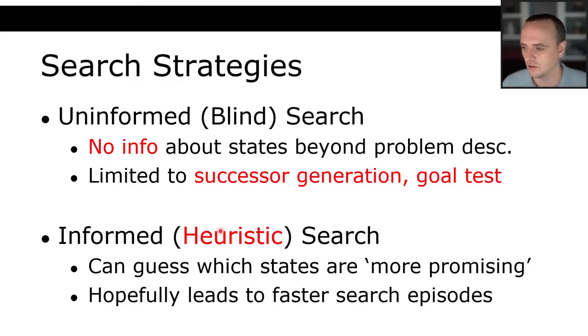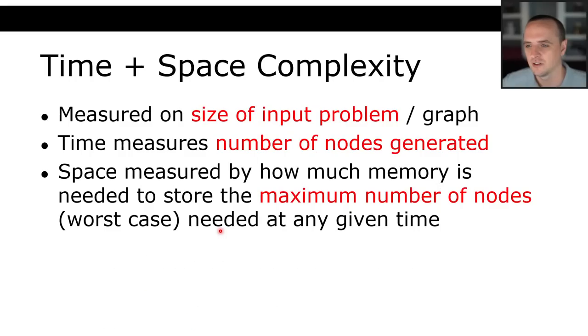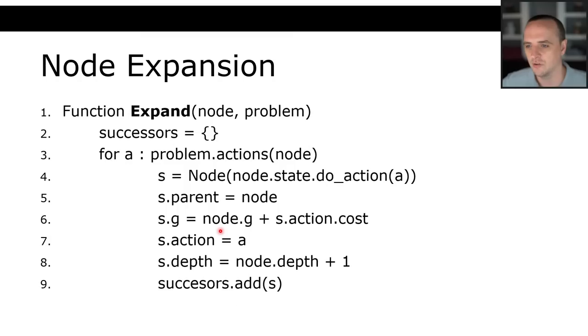Okay, someone just asked a question. In the node expansion code, what does s.action.cost represent? Line 6, here we go.